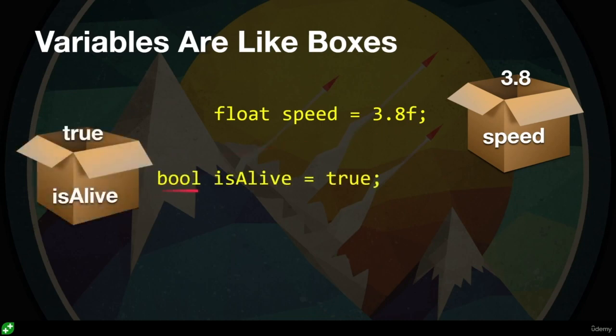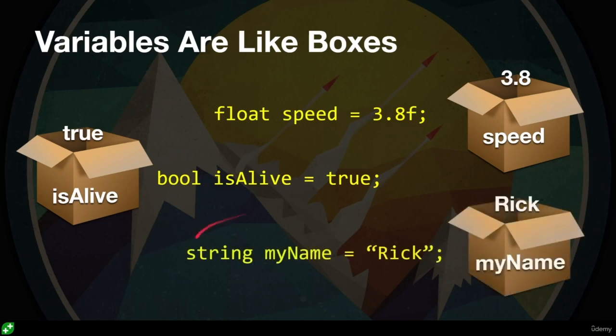And then with a bool, we have the name is alive equals true. So we could define it as true or as false. And then, for example, with a string, we would once again start off with the type string, and then we would give it a name. Here, I've given it my name, and my name is Rick. And once again, using our box analogy, the box is called name, and the information within that is Rick, which is just 4 characters, one after another in this particular sequence.